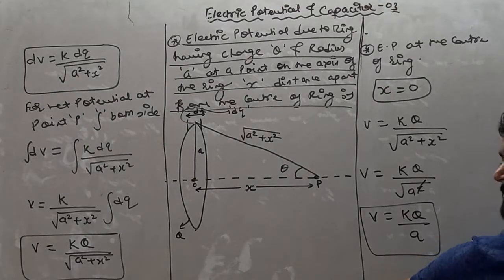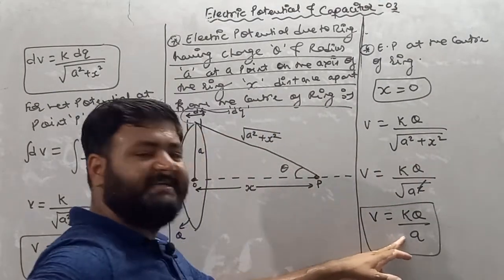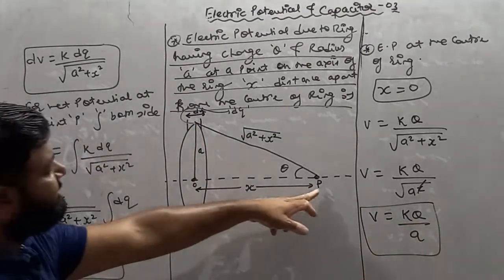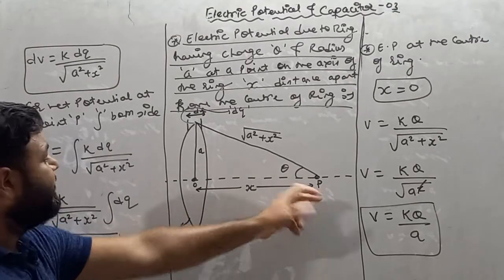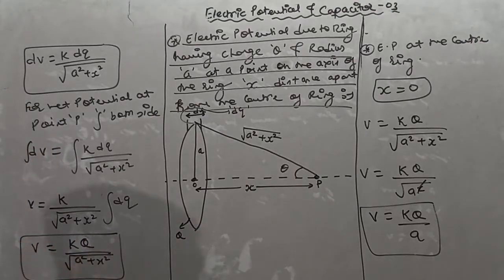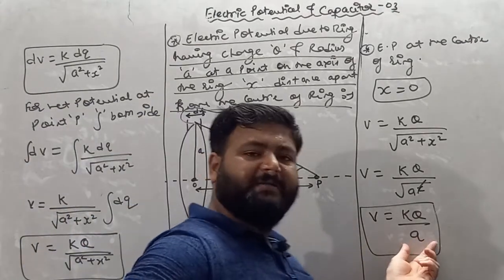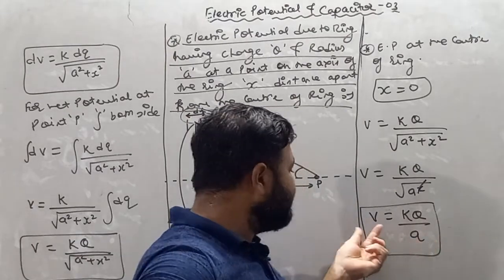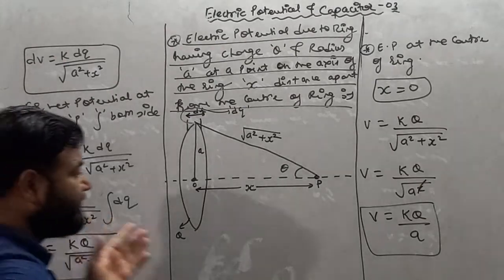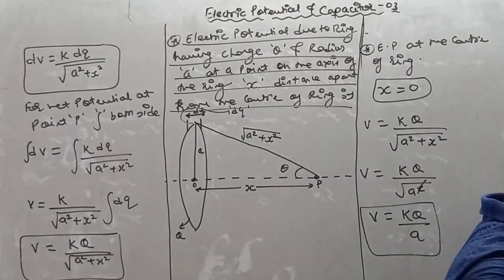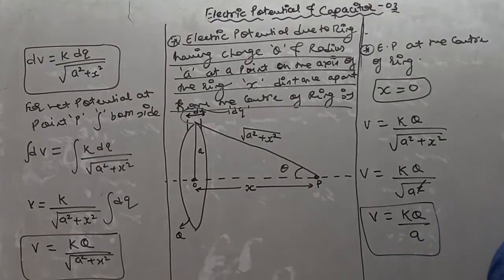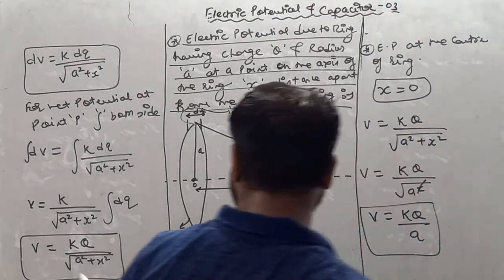Now see, the electric potential at the center of the ring is kq by a, and the electric potential on the axis of the ring at any point P, which is x distance apart from the center of the ring, is kq by under root a square plus x square. So in this case, the denominator is less, and if the denominator is less, then the potential is more. In this case, the denominator is more, so the potential is less. So what we see here, my dear student, is that as we move away from the center of the ring, the potential decreases.